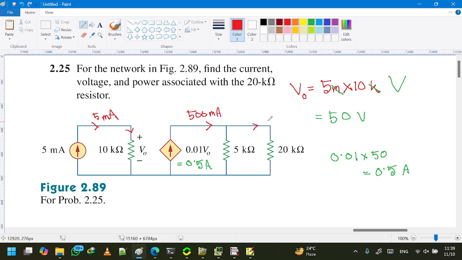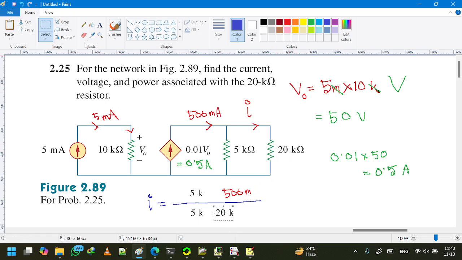We need to calculate this current now, because this is the current they are asking for. Let's assume this current as I. We can use the current divider rule here. The current being divided is that 500 milliampere. We keep it at the top and multiply by the other resistor, 5 kilo. At the bottom we have the sum of the two resistors, which is 5 kilo and 20 kilo.